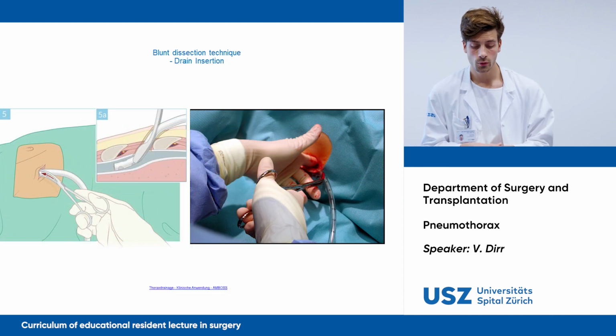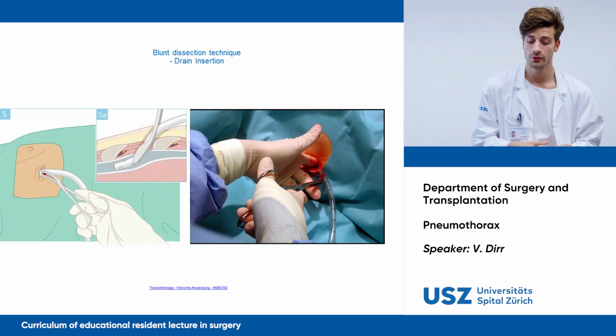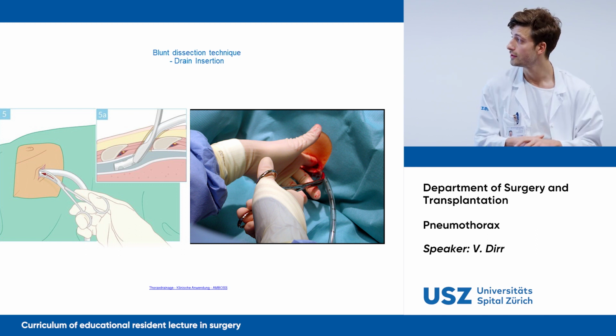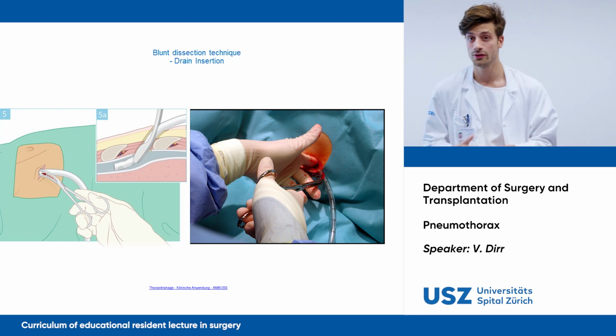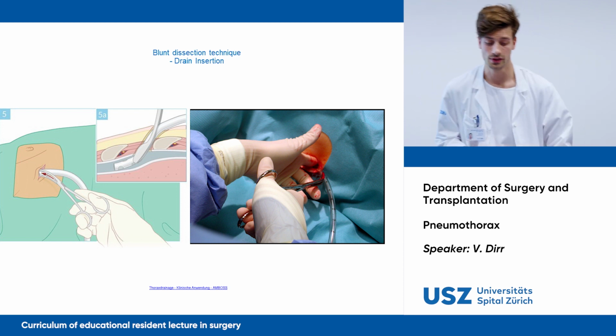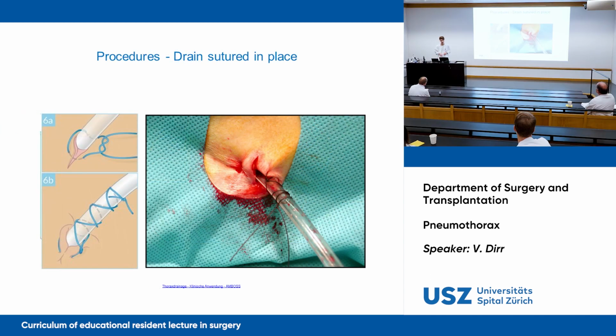Then for insertion, we usually can use a sponge forceps, and bear in mind that for a pneumothorax, so air goes up inside the thoracic cavity, we have to put the drain apically, and if there's also blood or fluid, we have to put it more posteriorly. With a correct suture, we can seal the wound and also fix the drain, and the procedure is done.